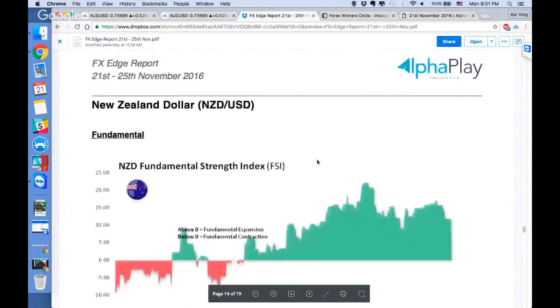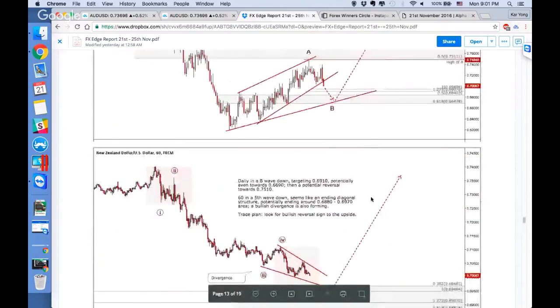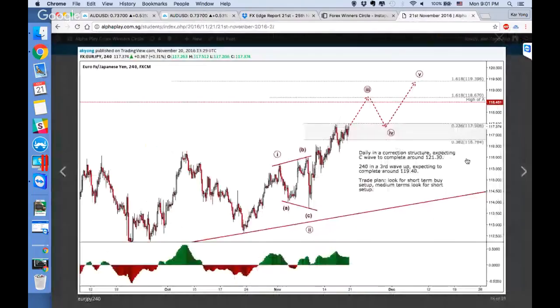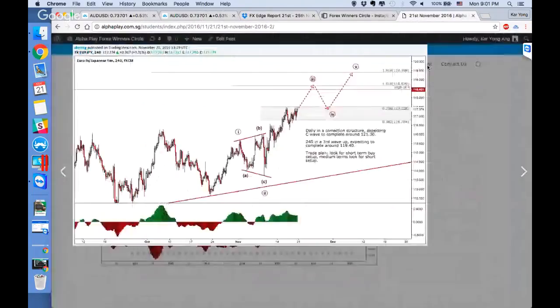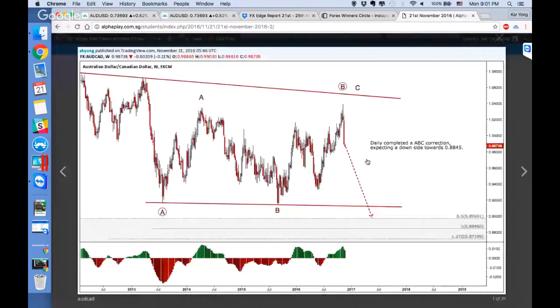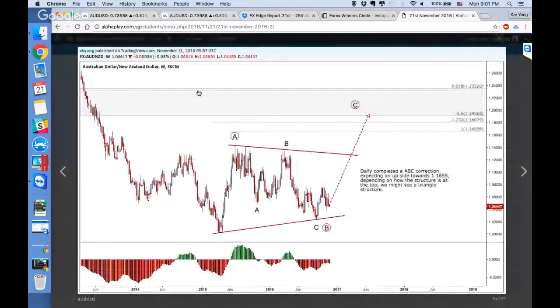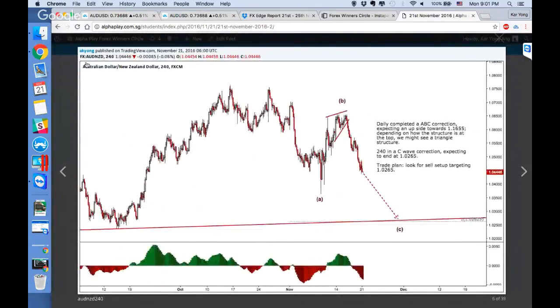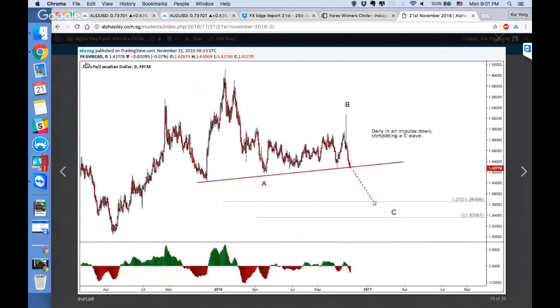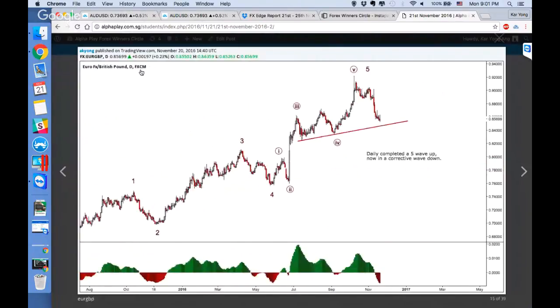I'll leave some examples for you to walk through in this FX Edge report. Just now I walked you through what is included. You go over to alphaplay.com.sg/students under the member area and click onto the daily watch list. You can see over here we have the entire list of the portfolio that I'm trading on: Aussie, Kiwi, Aussie dollar, dollar index, Euro, Aussie. You can see all the pairs in my portfolio I'll be putting up over here.